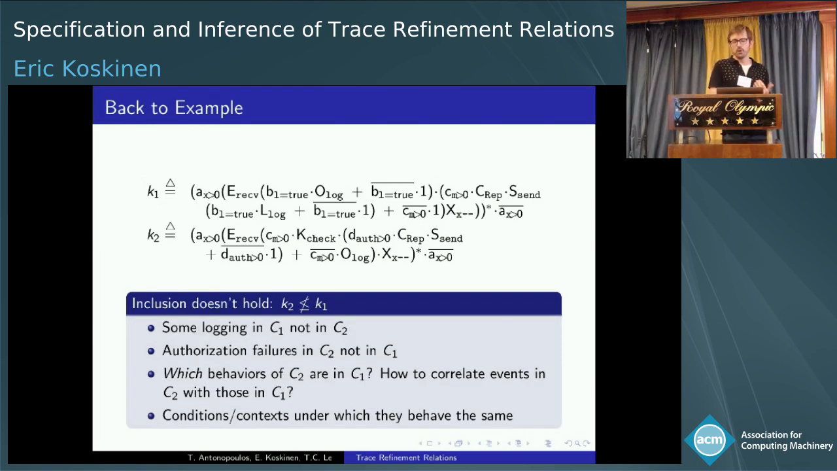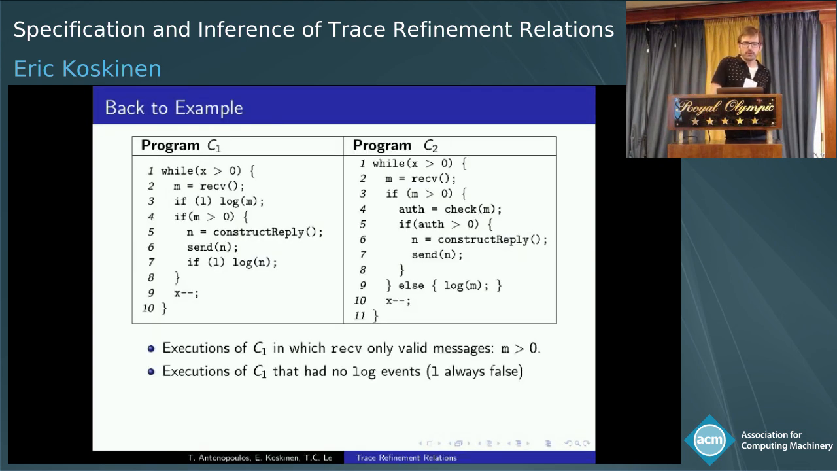But we still would like to know what behaviors of C2 are in C1 and how to sort of correlate events and know are there conditions or circumstances under which they behave the same. So going back to the programs, imagine if we took executions of C1, but now just focused on the ones where we only received valid messages. And moreover, let's say that we assume that logging is disabled at the moment. So we can actually instrument these conditions into the program and rerun an abstract interpretation and then obtain a much simpler description of the program, which is written here on the bottom of the slide.